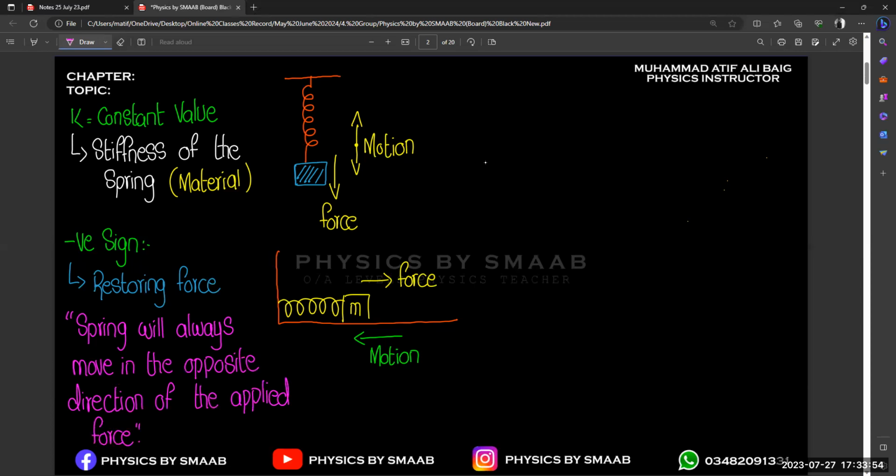When we make k the subject of the formula, k is equal to f over x, right? So we do not write negative k is equal to f over x. Negative is just the direction. k is always going to remain positive.